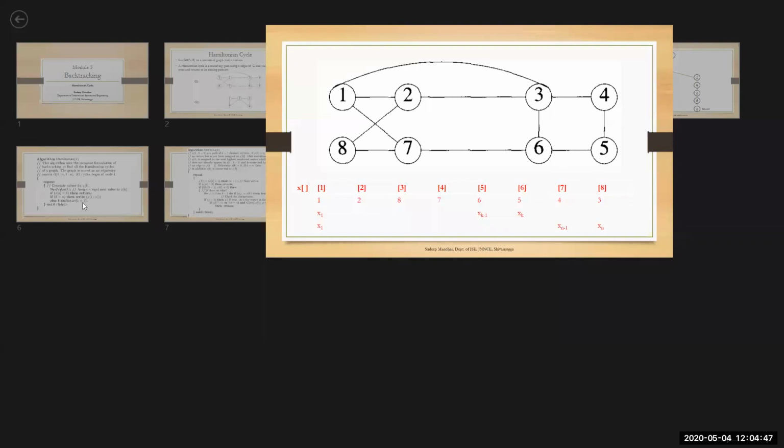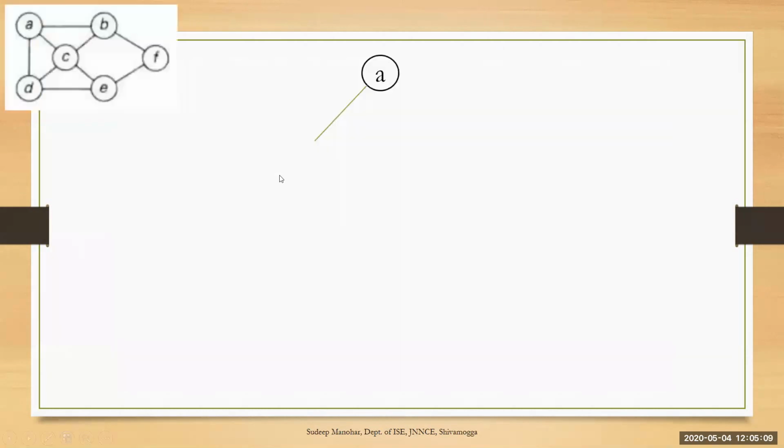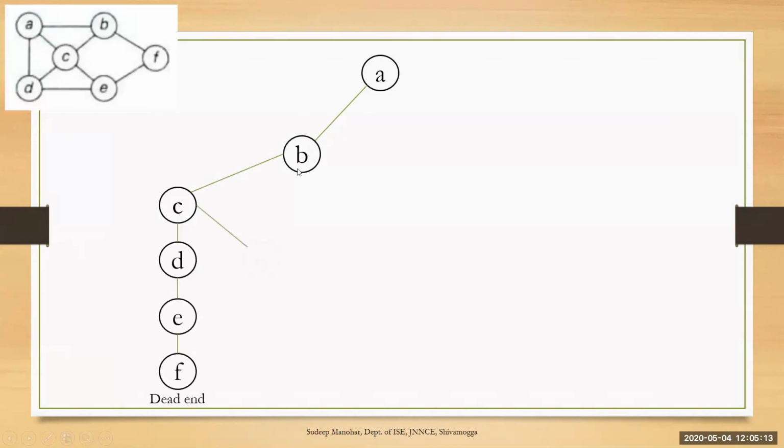Now coming to this function. This algorithm uses the recursive formulation of backtracking to find all the Hamiltonian cycles. So it not just finds one Hamiltonian cycle, it finds all the Hamiltonian cycles of the graph. The example I have shown in the previous step finds only one Hamiltonian cycle.